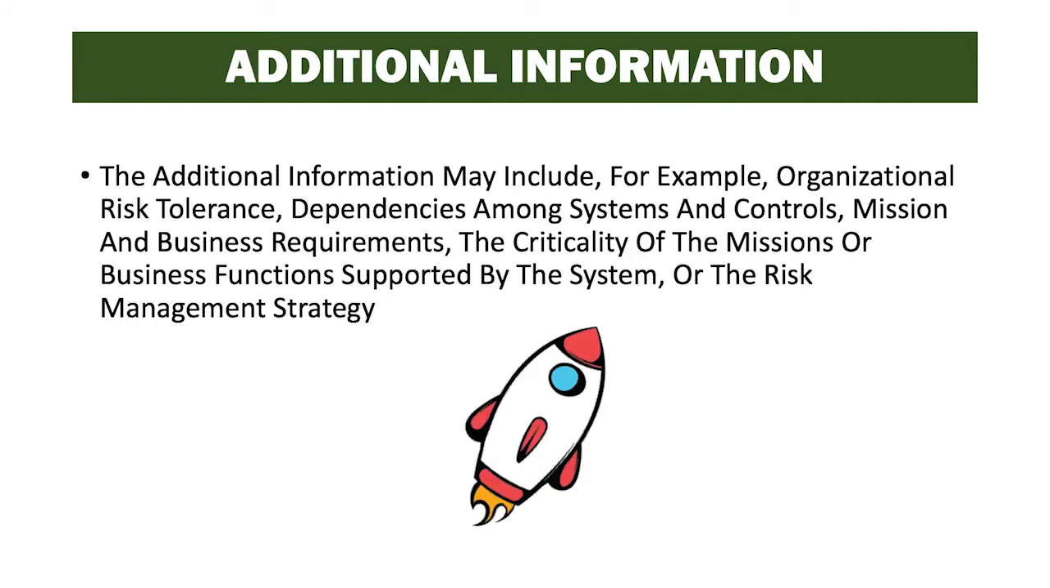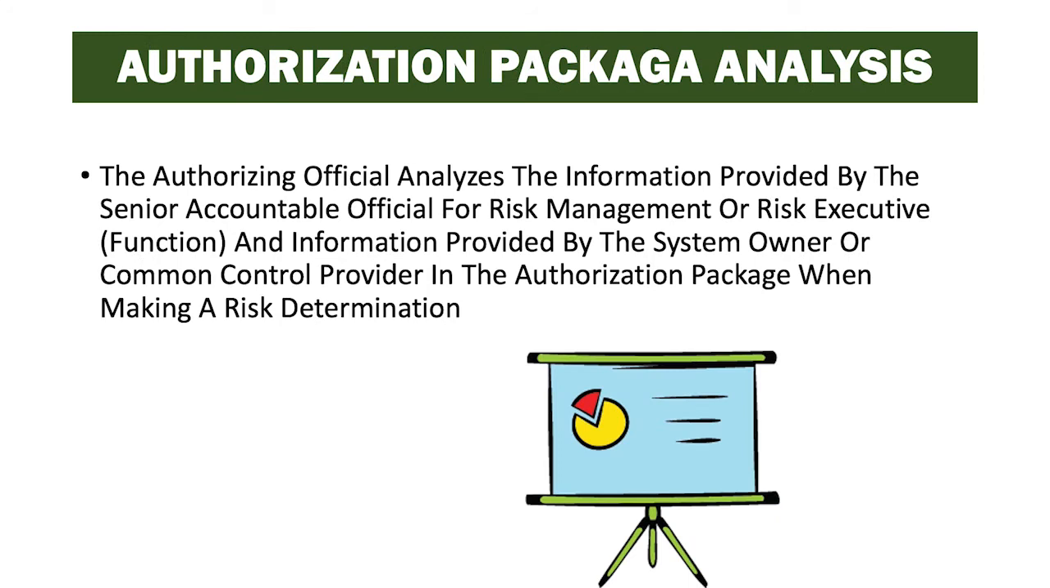The additional information may include, for example, organizational risk tolerances, dependencies among systems and controls, mission and business requirements, the criticality of the mission or business function supported by the system, or the risk management strategy. These are all things that can be provided by those individuals to the authorizing official to make these risk-based decisions.